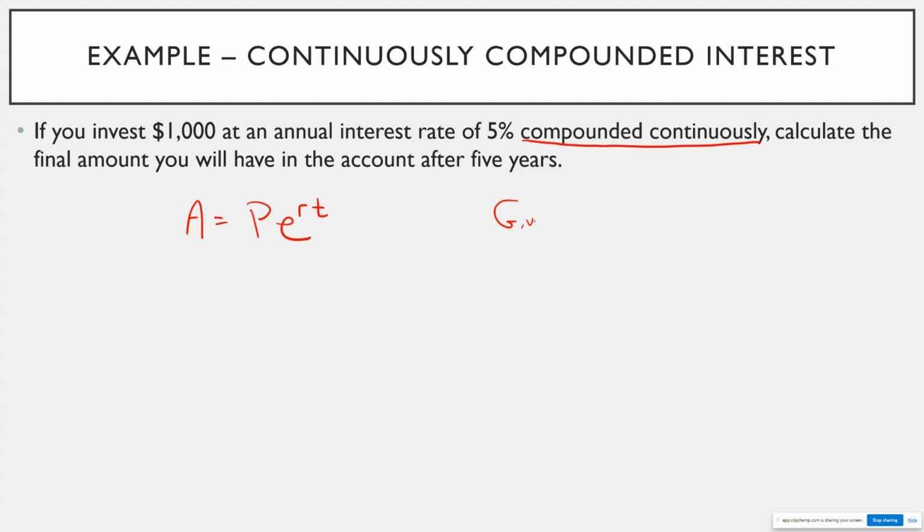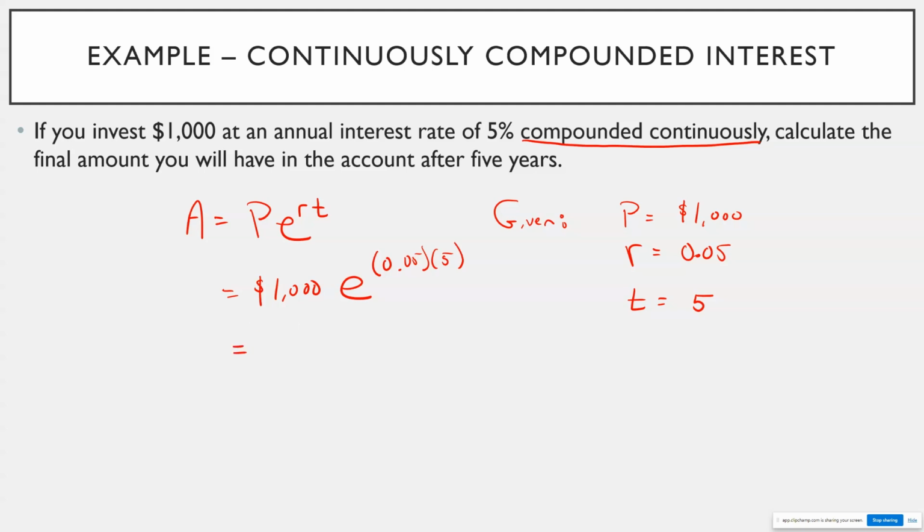All right, so let's see what's given. You're given your principal, your initial deposit of $1,000. You're given the interest rate, which is 0.05. And T is the number of years. I want it after 5 years, so T is 5. So we're going to take $1,000, multiply this by E raised to the 0.05 times 5.